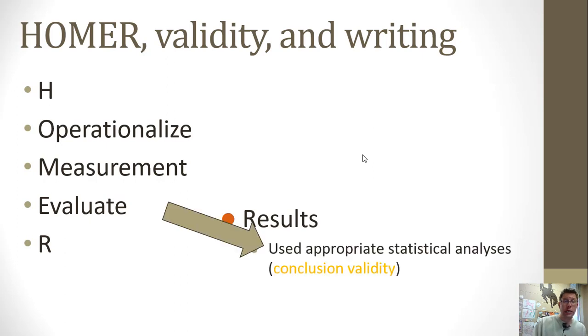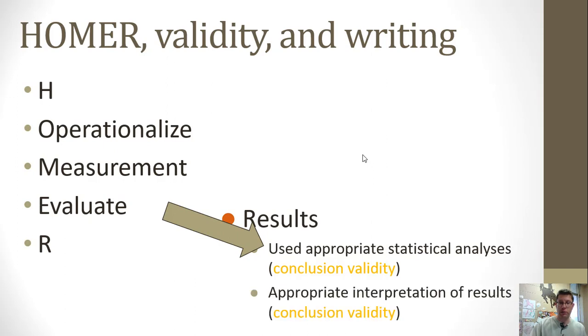The results section, remember, goes to the statistical analysis. How did you evaluate your data? If you use an appropriate statistical analysis, then you have higher conclusion validity. And did you interpret the results correctly? If you did, you have higher conclusion validity. Inappropriate statistical analysis, or misinterpreting the results of your statistical analysis, will lower your conclusion validity.